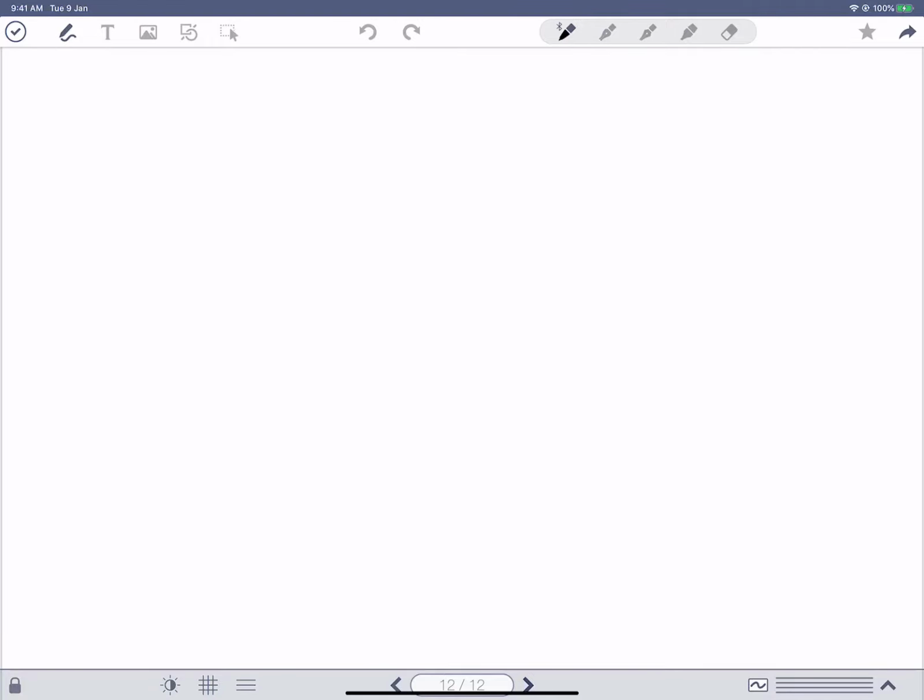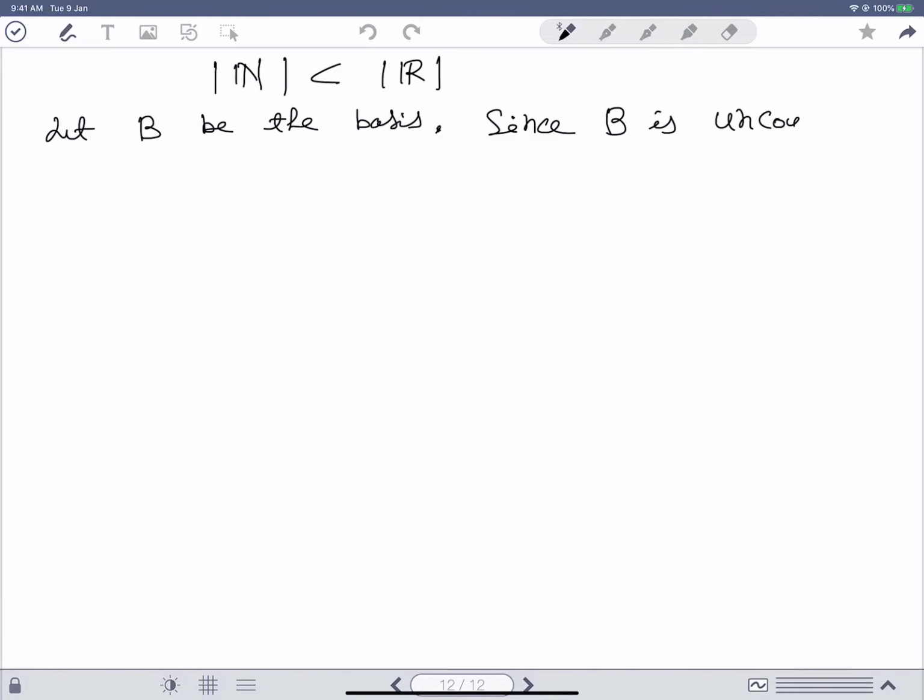So what is the cardinality of this vector space? We know that the cardinality of the natural numbers is strictly less than the cardinality of R, right? And here, since it is uncountable, let first of all B be the basis. Now since B is uncountable, that means the cardinality of the natural numbers is strictly less than the cardinality of B, right? And we know that the cardinality of the whole vector space is that of R, so it should be less than or equal to that of R, right?